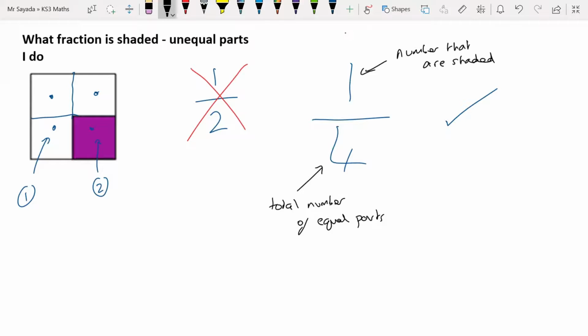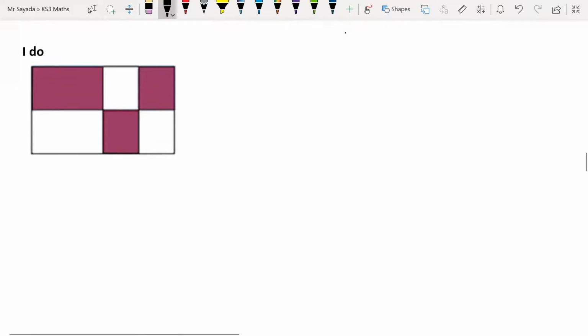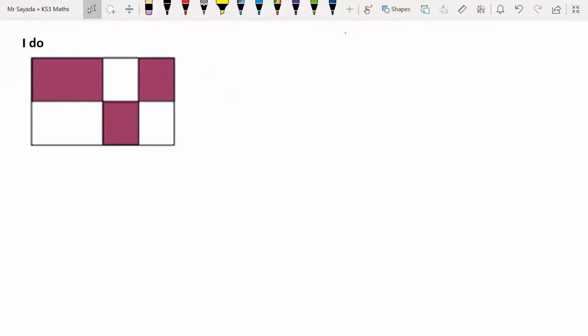Let's do another example. I'm going to do this one fully myself. So it might be difficult at first to spot how to split this shape up so that every single part is equal in size. But actually, I just need to draw one line. I just draw one line here. And there we go. I now have 8 equal parts.